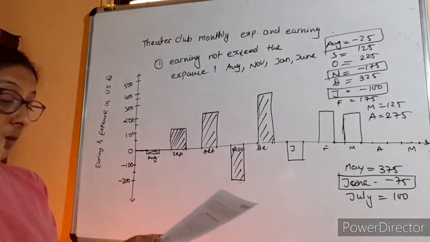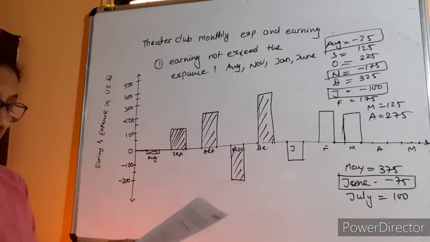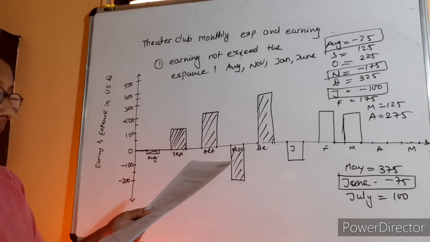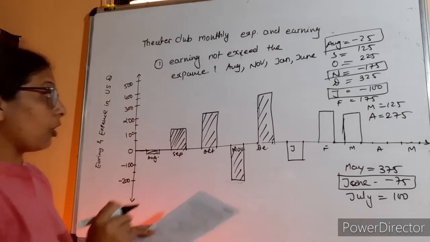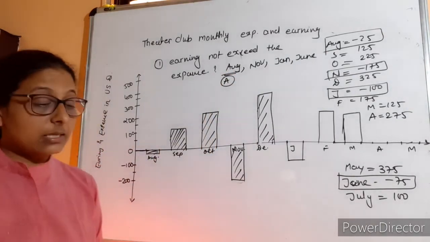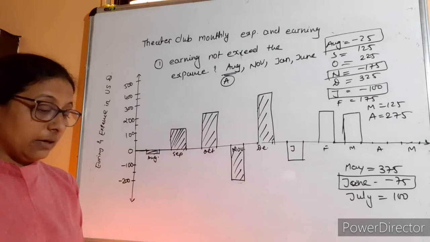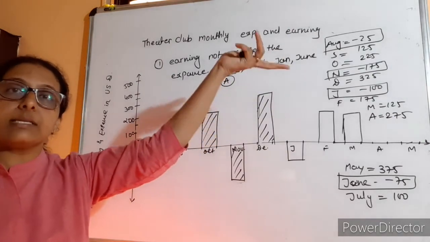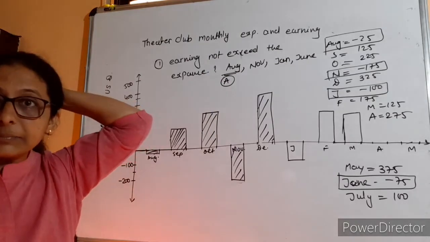So in the options, which month is given? Here, August is given. November, January and June are not given. So the August option, that is A option, is right. You have these 4 options, and we have these 4 months. So whichever month is given in the option, that will be the answer.